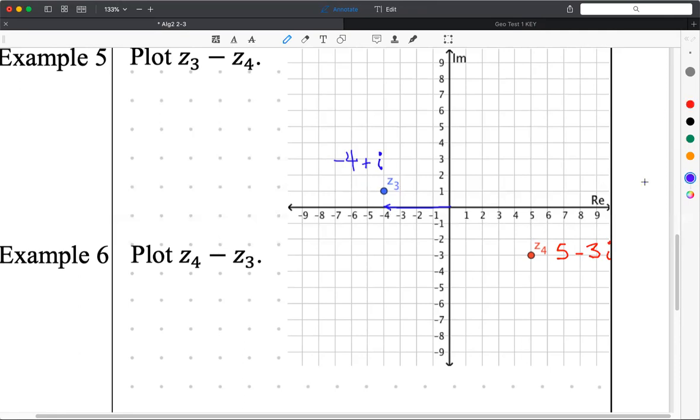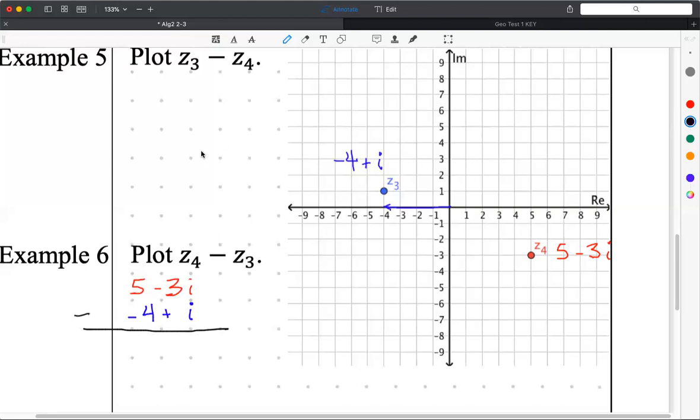Let's go ahead and draw them out. So it wants to be Z4 minus Z3. So I'm going to start with our red Z4 because it says Z4 first, then minus Z3. So Z4 is 5 minus 3i. And then I'm going to subtract the blue Z3. So minus this negative 4 plus i. Okay, I've set it up. Tell me what to do.